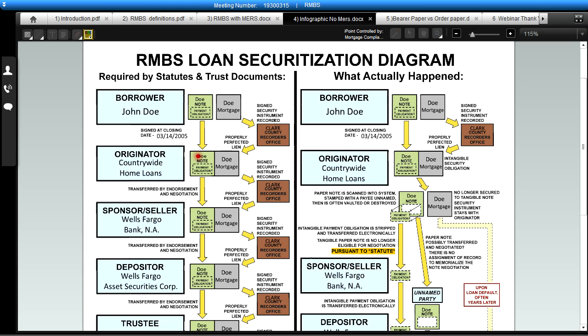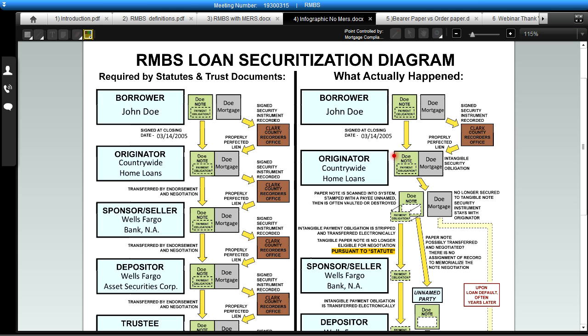All right, so if we look over here on the right, we've got John Doe, and we have John Doe's note, John Doe's mortgage. Okay, so he signed at closing, and after closing, the Doe mortgage was sent to the county recorder's office. It was sent back to the originator. All right. Upon it coming back, we have a perfection. It's filed into public. It says Countrywide has perfected the lien that now encumbers this property.